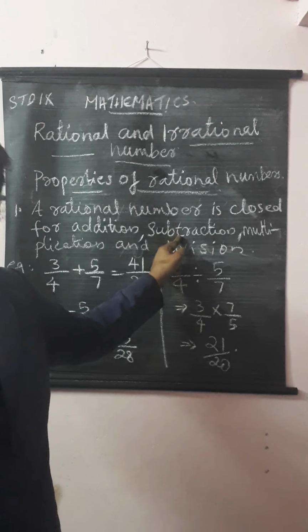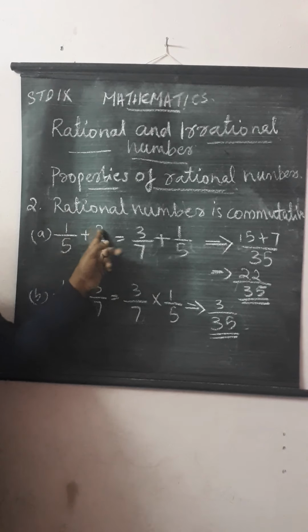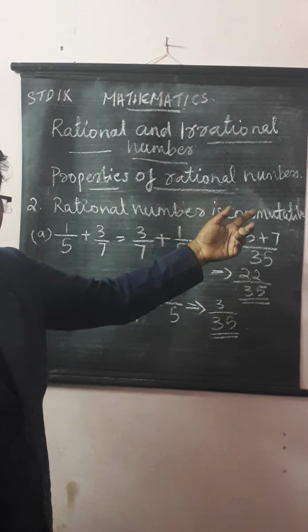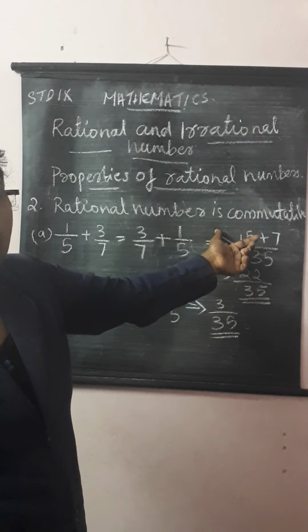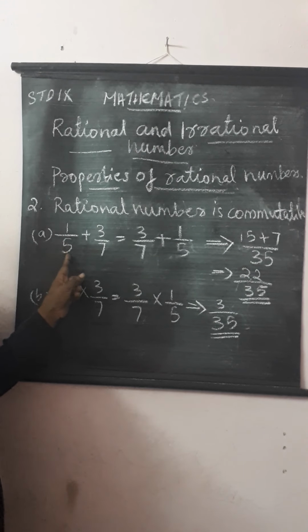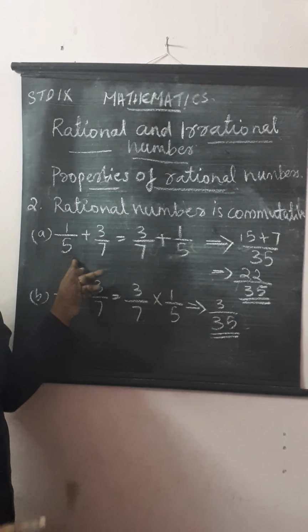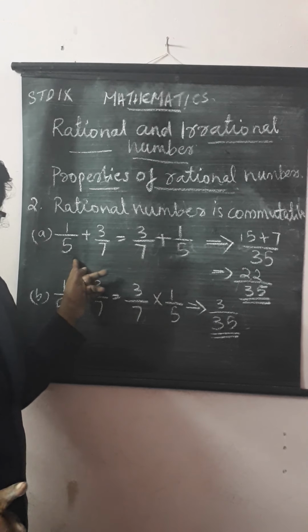Second property: rational number is commutative. You know what the commutative property of numbers is? In the case of addition and multiplication, if the order changes, there is no change in the answer. There is no change in the result. That is the commutative property.